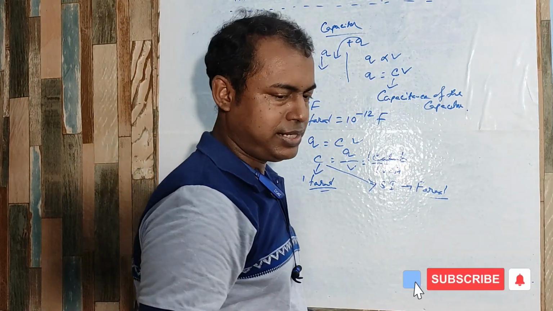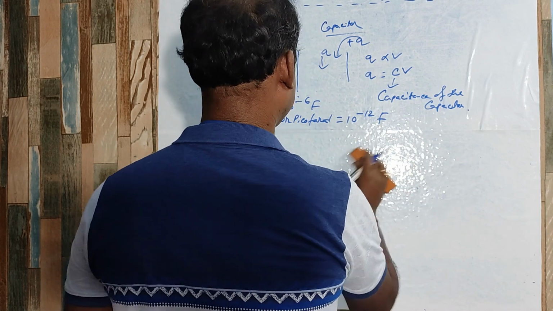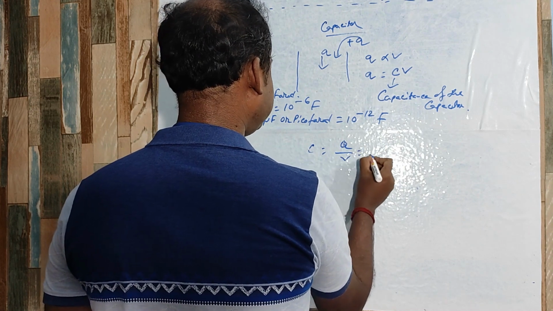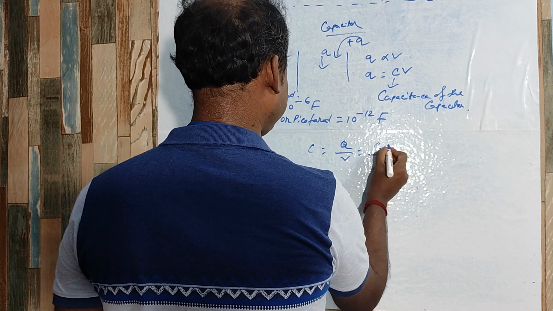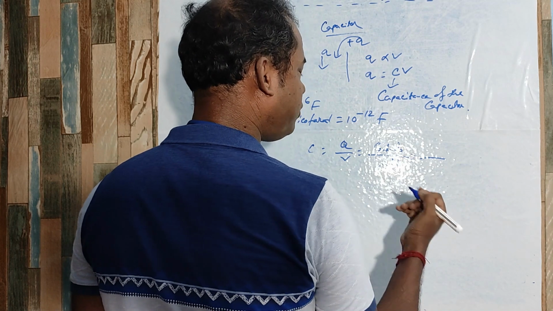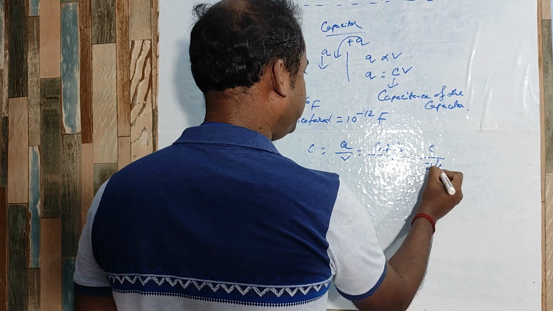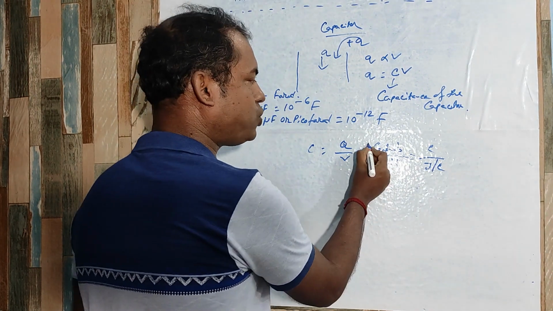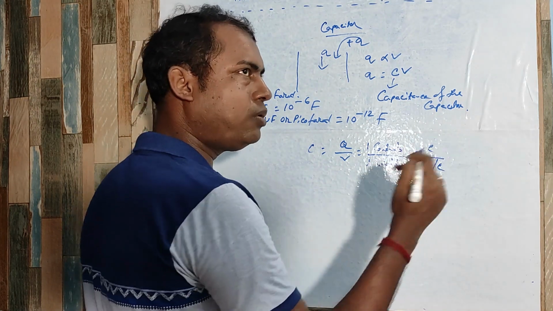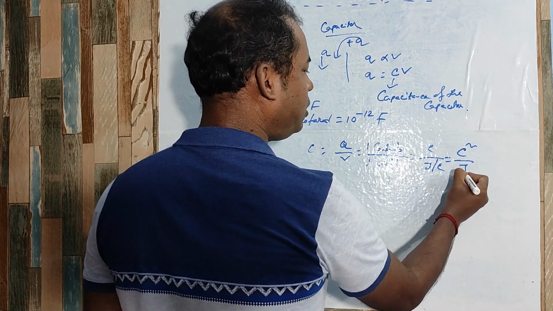Okay, now we come to the dimension. C equals Q by V. Q is the coulomb, so this is written as coulomb per volt. So what is volt? Volt equals joule per coulomb. Because 1 volt is 1 joule per coulomb, that means farad is coulomb square per joule.